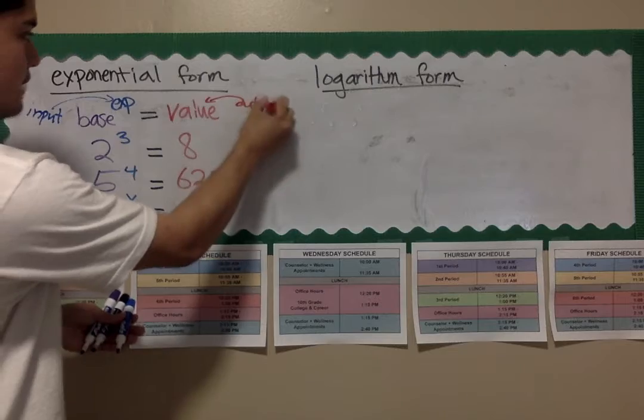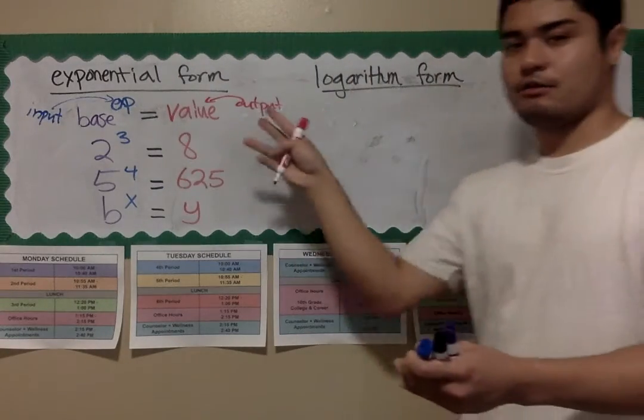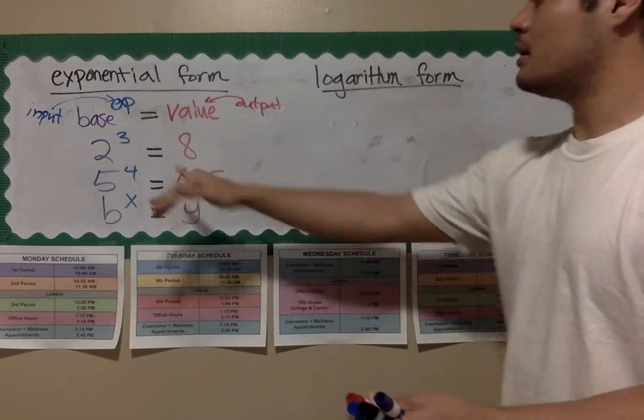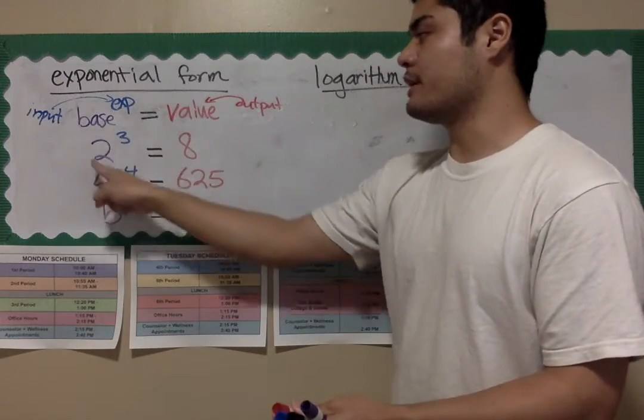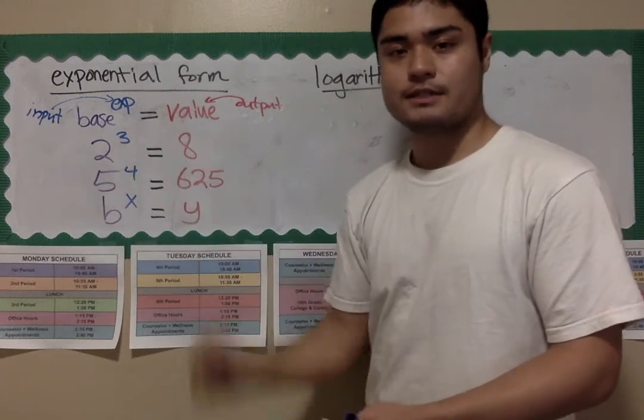So you put in a number, the input, how many times you're multiplying the base, you get out the output, the value. So for example, you put in 3 when the base is 2, you get 8. 5 to the power of 4, 625.